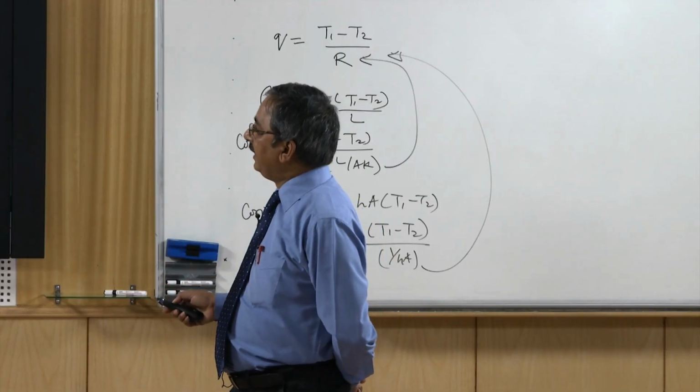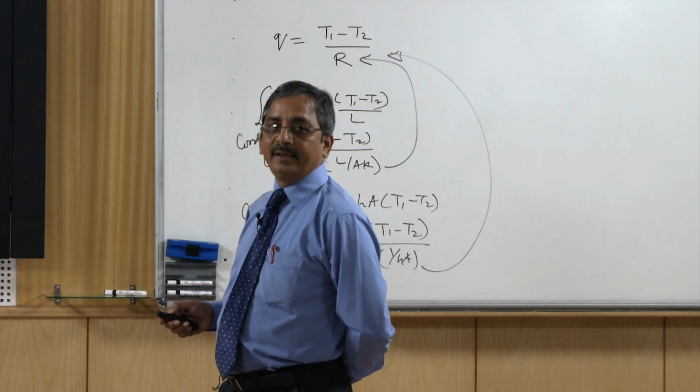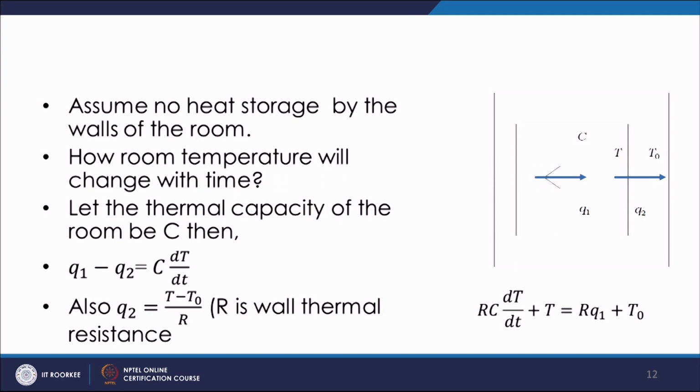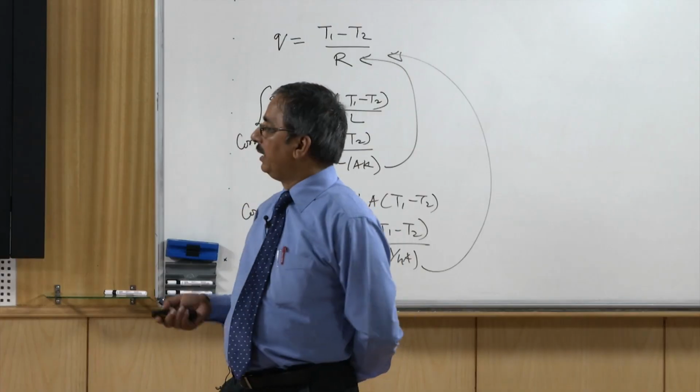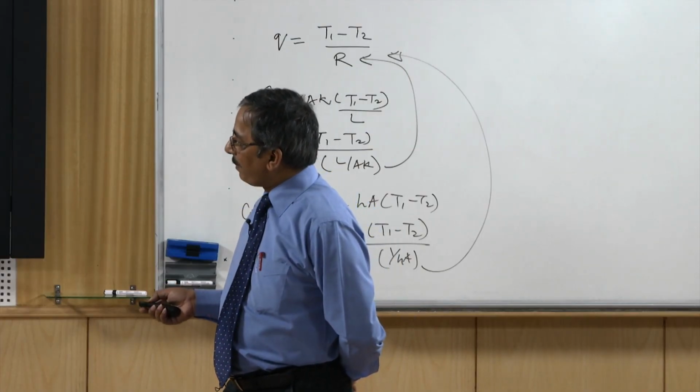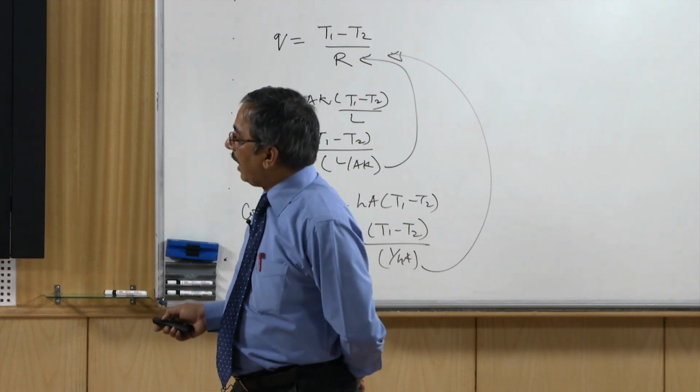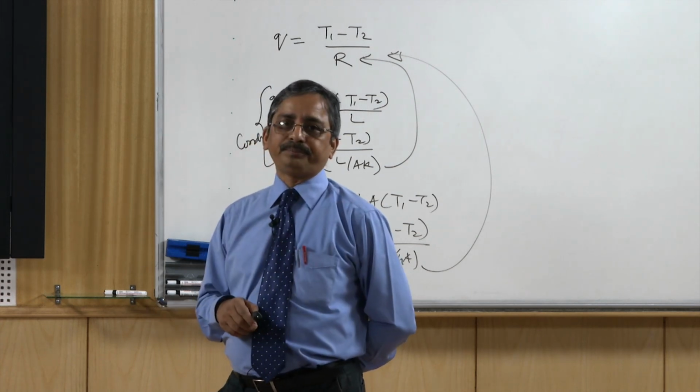So, let the thermal capacity of the room be C, then we can define Q1 minus Q2 is equal to C dT by dt. Here what will be Q2 basically? It is (T minus T0) by R. The temperature this side is T, this side is T0. So, (T minus T0) by R is what is going to be Q2, where R is the wall thermal resistance. So, what essentially I am doing is defining the thermal capacity of the room and the wall thermal resistance, and now I can combine both of these equations.